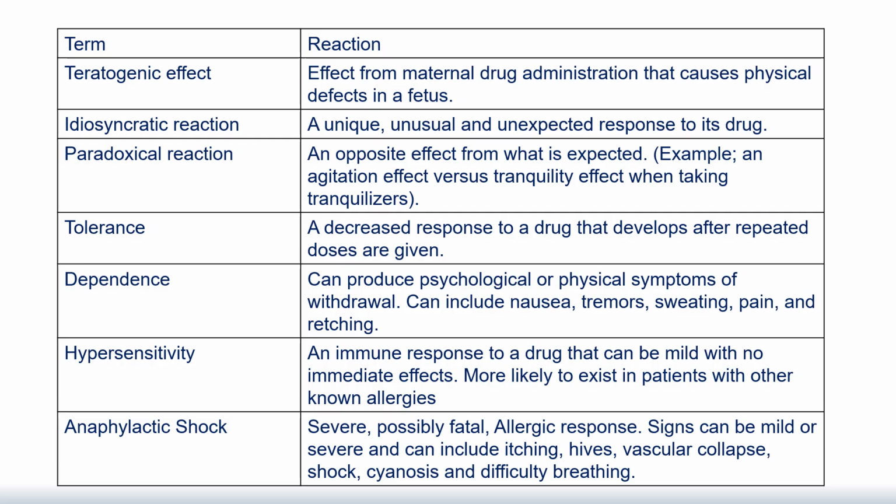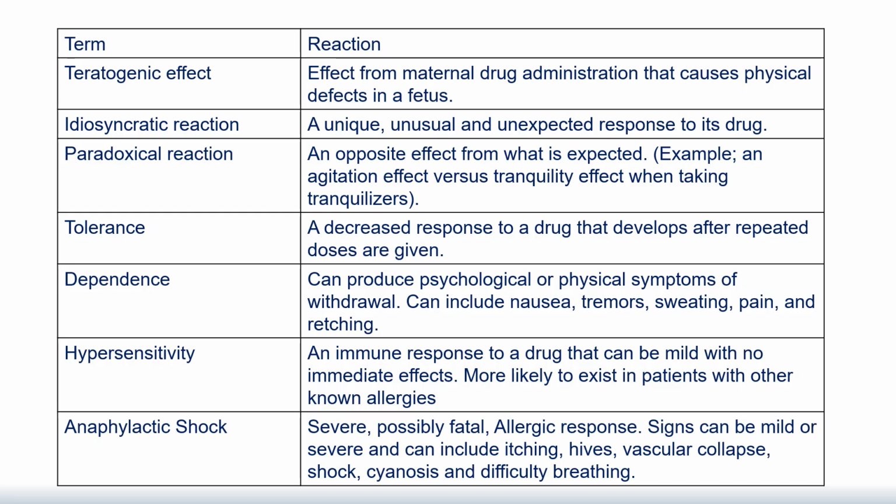Teratogenic effect is the effect from maternal drug administration that causes physical defects in a fetus. Idiosyncratic reaction is a unique or unusual unexpected response. It's not something that's in the norm. Paradoxical reaction is the opposite effect from what is expected. For an example, an agitation effect versus a tranquility effect when taking tranquilizers. Sometimes when people take Benadryl, it'll make them very energetic, whereas other people take Benadryl and it makes them sleepy.